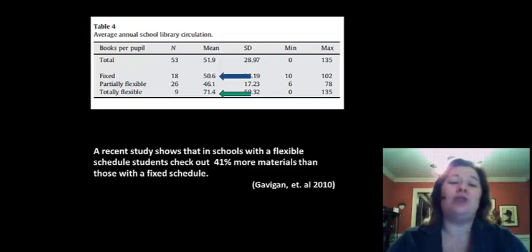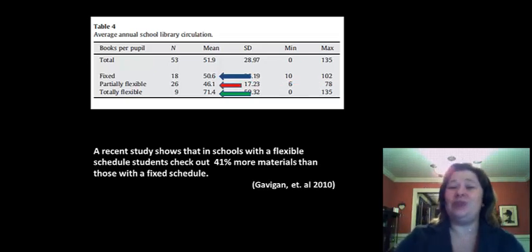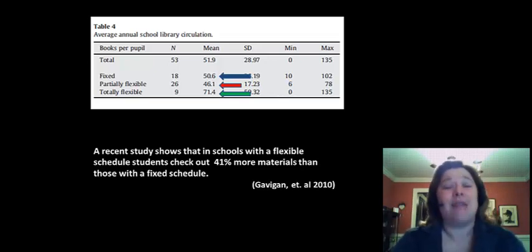The other interesting thing about this is they also studied partially flexible. This is where they joined mixed scheduling and flexible scheduling together. You would think that this would give you the best of both worlds, but what they found is that their students were checking out fewer books than even with the fixed scheduling. This seems counterintuitive, but it seems that flexible scheduling has the most benefits. Students are reading.